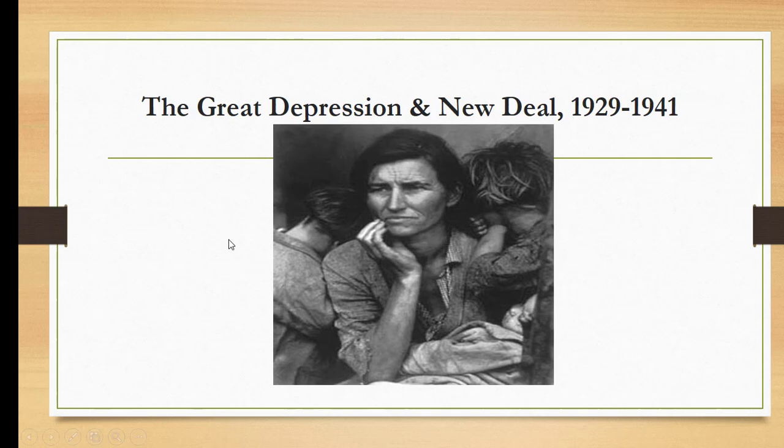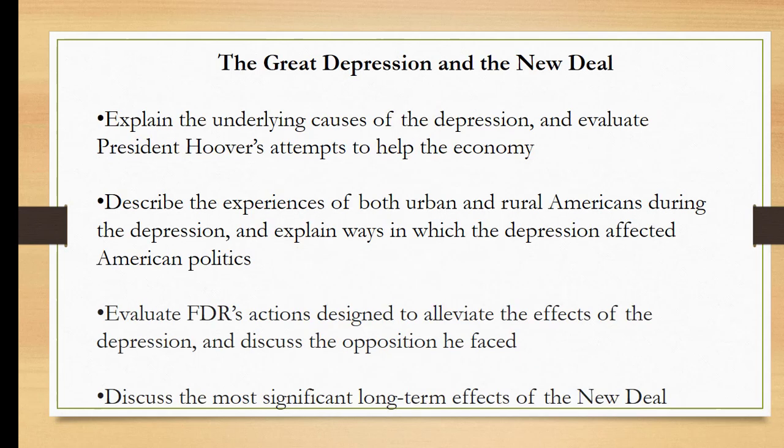This week, the focus of the class is the Great Depression and the New Deal, dated roughly from 1929 to 1941. Our key learning outcomes are going to be: we want to explain the underlying causes of the Depression and evaluate President Hoover's attempts to help the economy, describe the experiences of both urban and rural Americans during the Depression, and explain ways in which the Depression affected American politics.